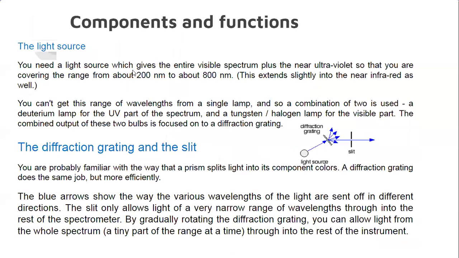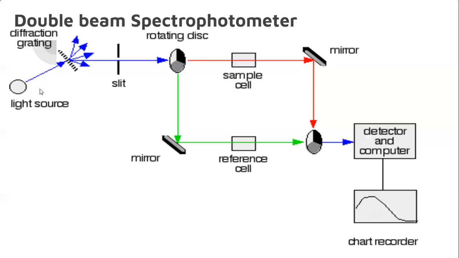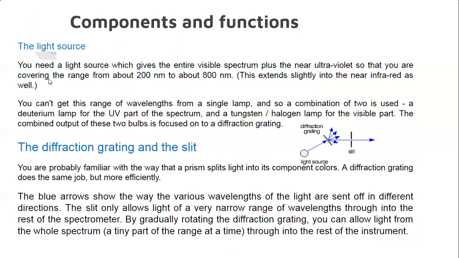Okay, let's see the components. The light source. This is the light source. As in single beam, we can use visible spectrum light, UV spectrum light, or IR spectrum light, whatever it may be. So the source can be changed by changing the lamp. If you want to examine the compound under visible range radiation, then we can use tungsten.